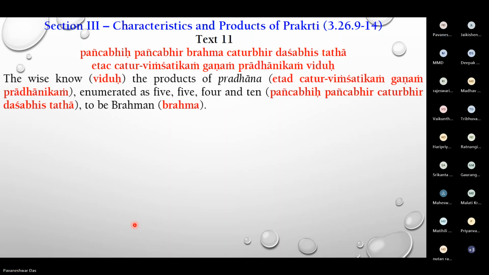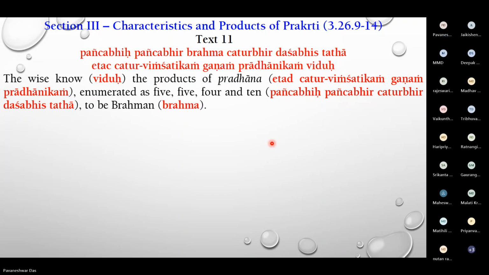So now, what are the 24 elements produced from Prakriti by the glance of Mahavishnu? Panchabir Brahma, Chatubir Dashabis Tata, Eta Chaturvimshatikam, Ganam Pradhanikam Viduhu.